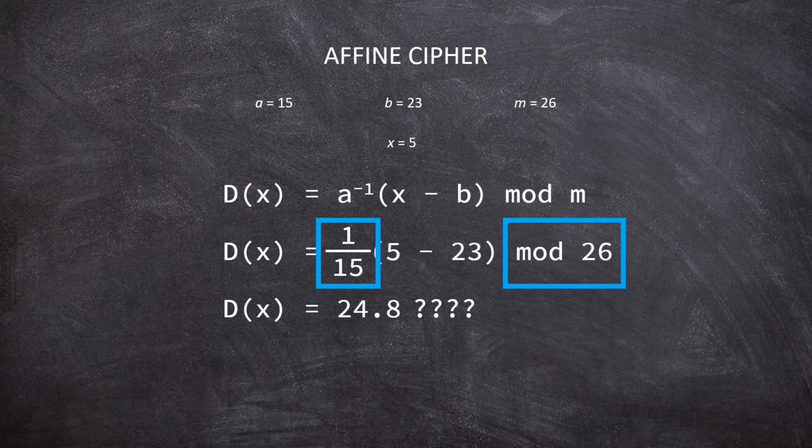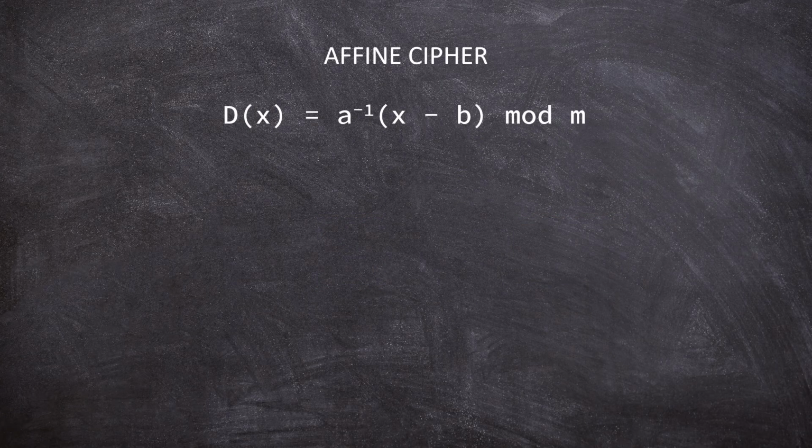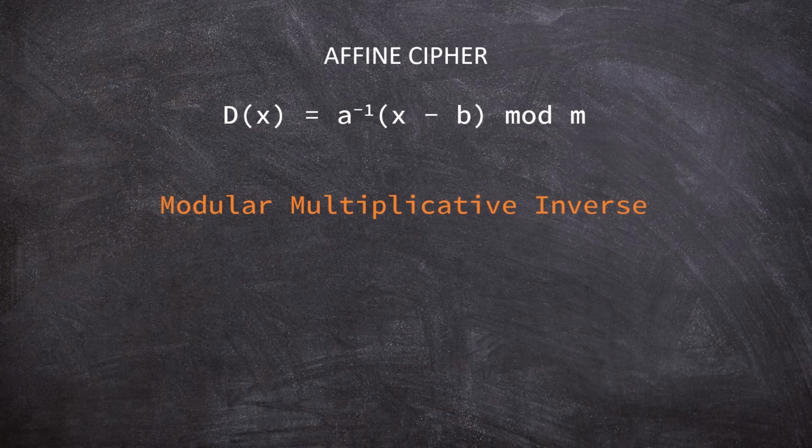This means we need to come up with a different number, one that is equivalent to the inverse of A, but also respects the modulus operator in the equation. To do this, we'll need to take a closer look at some modular arithmetic. If you happen to be familiar with number theory, you may have heard of the term modular multiplicative inverse.